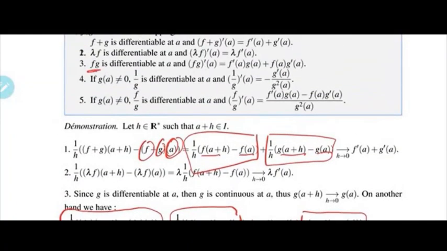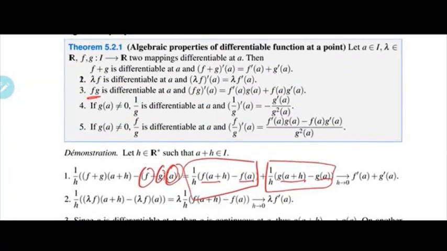So in the fourth property, we'll prove as well that 1 over g is differentiable at a, and the derivative of 1 over g will be minus g prime a over g squared a. And in the last property, we have the ratio f over g, which is differentiable at a, and its derivative at a is equal to f prime a g a minus f of a g prime a over g squared of a. And they can be proven in similar ways as the other ones.